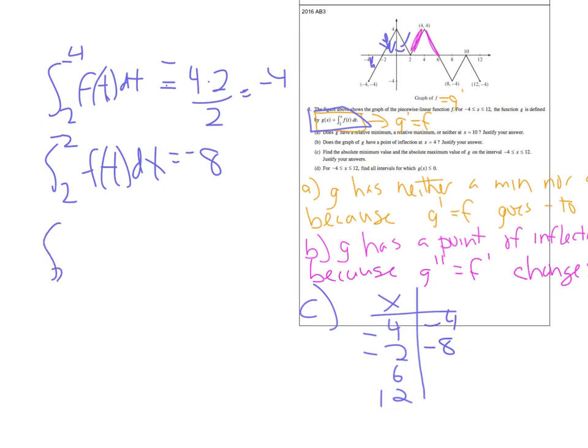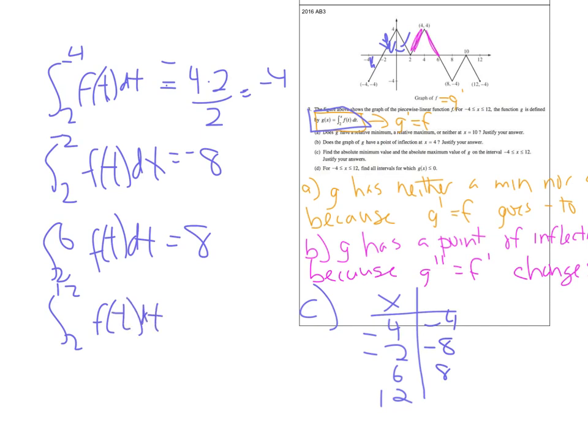And then we need to consider 2 to 6. The integral from 2 to 6 of f of t dt is going to be 8, because that's 4 by 4 divided by 2. And then 2 to 12, f of t dt, not x, f of t dt, is going to be 8 and 8 cancel, so it's going to be that 4, but negative.